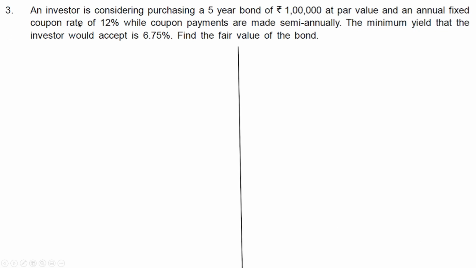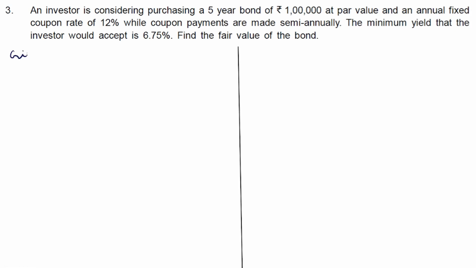Next question. An investor is considering purchasing a 5-year bond of rupees 1 lakh at par value and an annual fixed coupon rate of 12%, while coupon payments are made semi-annually. The minimum yield that the investor would accept is 6.75%. Find the fair value of the bond. So here the investor is considering purchasing a 5-year bond at rupees 1 lakh par value and the fixed coupon rate is 12%, where the coupon payments are made semi-annually, and the minimum yield that the investor accepts is 6.75%. We need to find the fair value of the bond.